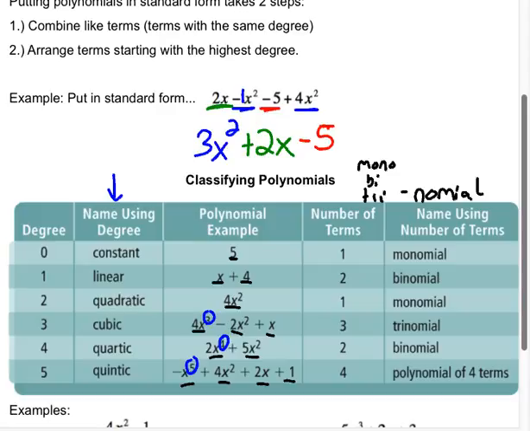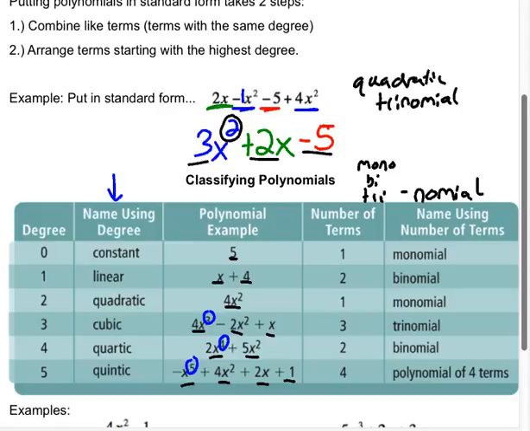So let's look at the one we just did above, okay? So this, I see a square, okay? So its degree is 2, so I will name it a quadratic. And then I see 3 terms, so that would be a trinomial. So this one right here would get labeled as a quadratic trinomial.